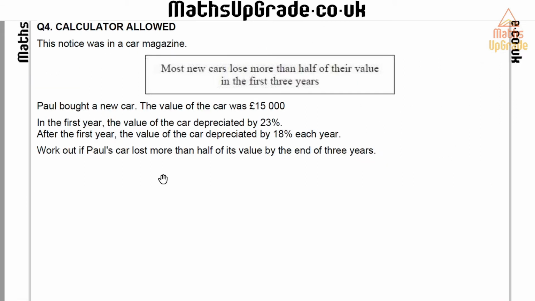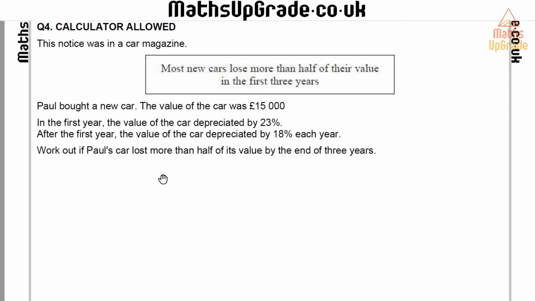Question 4. This notice was in a car magazine. So the notice says that most new cars lose more than half their value in the first 3 years. So Paul bought a new car. The value of the car was £15,000. In the first year, the value of the car depreciated by 23%. After the first year, the value of the car depreciated by 18% each year. We need to work out if that notice in the car magazine was correct or not. So did his car lose more than half its value by the end of those 3 years?